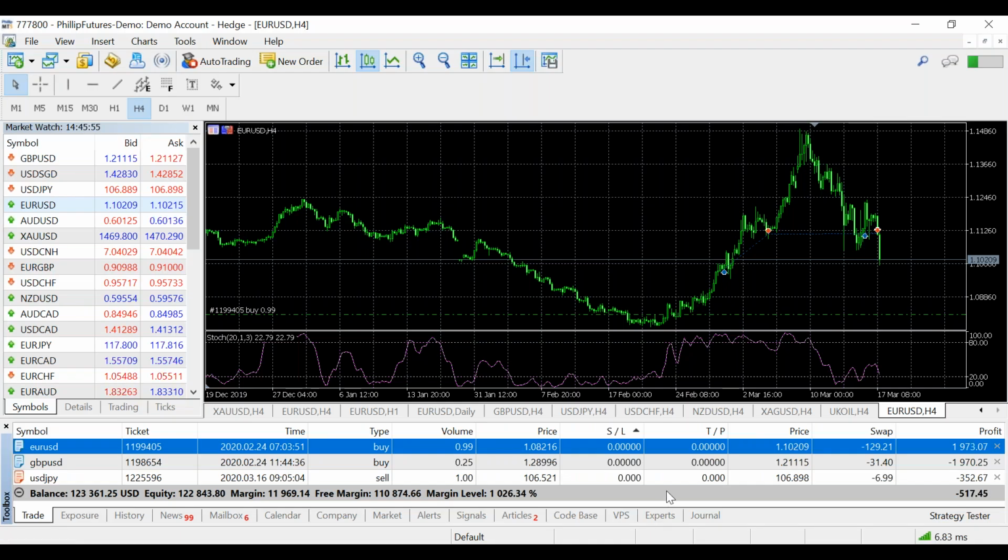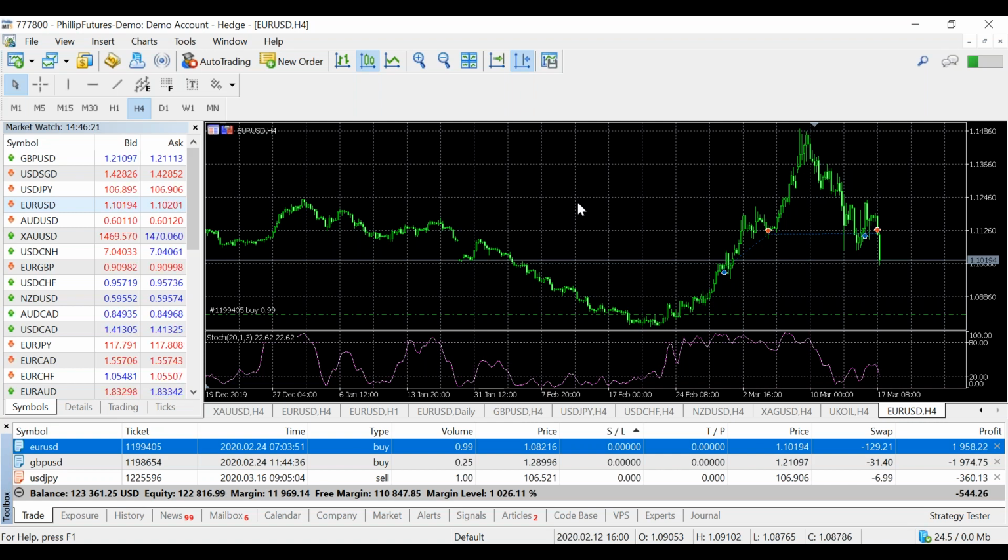So basically, this is our MT5 on the desktop. The mobile version is the same, just that the portions of the charts and price feeds are in different tabs. So if you just go to the App Store or Play Store on your mobile, type in MT5, download it, you'll be able to try the platform and see how you get along.